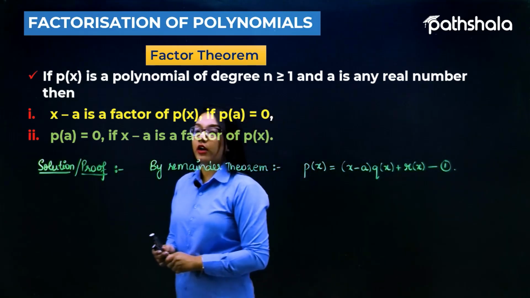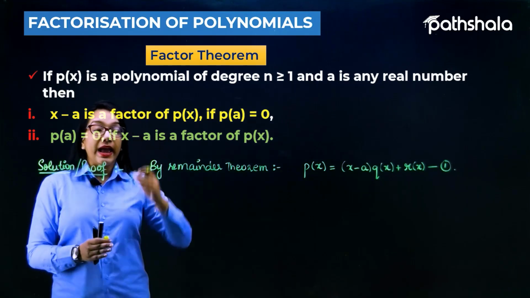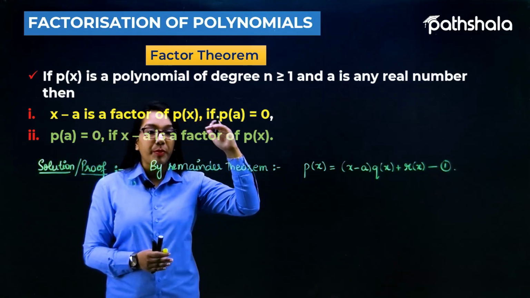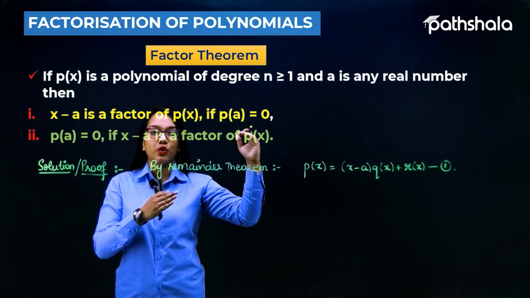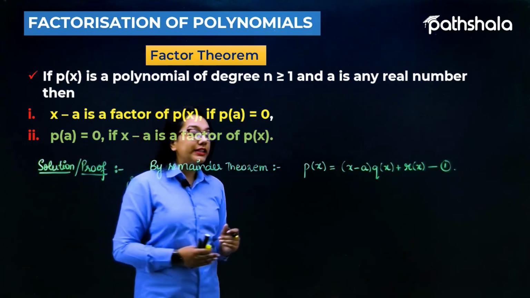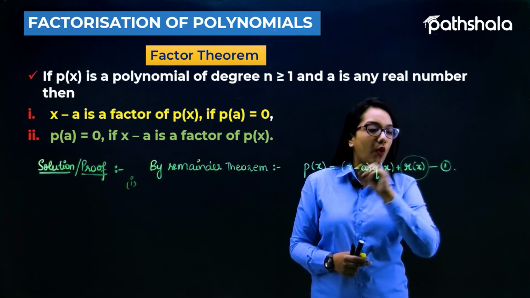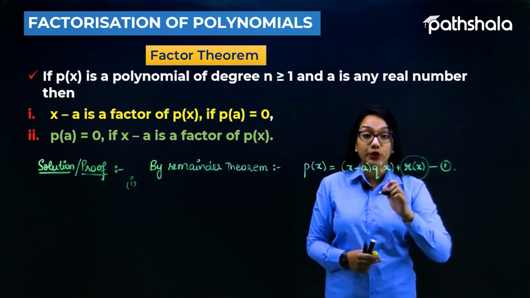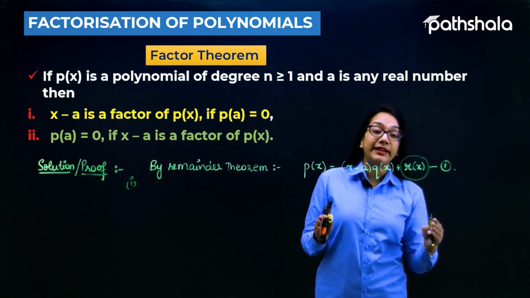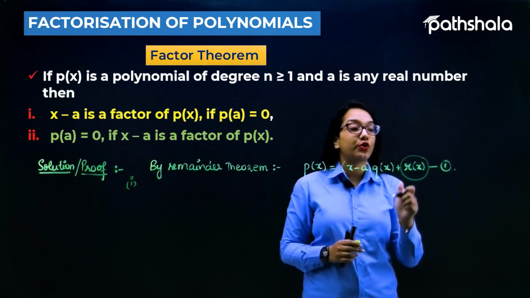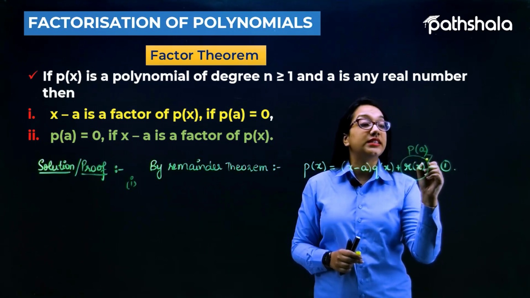Let us now talk about the proof of the very first part. It says x minus a is a factor of p(x) if p(a) is equal to 0. What is the meaning of this p(a)? This p(a) is actually equal to the remainder r(x), because from the remainder theorem, if we have x minus a as a divisor of the dividend p(x), then the remainder is always of the form p(a). It means that r(x) is equal to p(a).